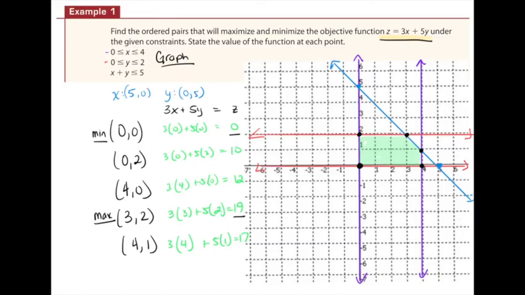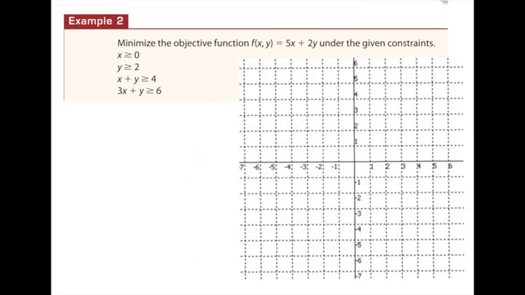So if I were talking about profit, clearly selling nothing is going to give me the least amount of profit. That makes sense, right? And selling 3 x's, whatever that represents, and 2 y's, whatever that represents, would give me my maximum profit. And my profit there would be 19, okay? So I will say most of your word problems will be enclosed figures, right?